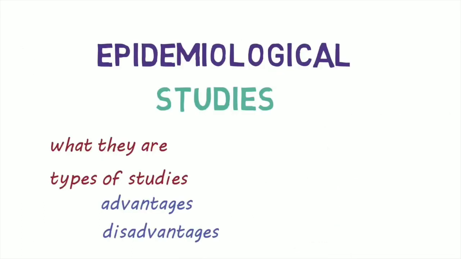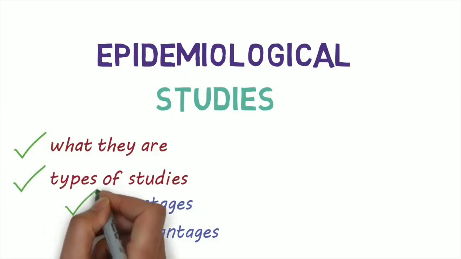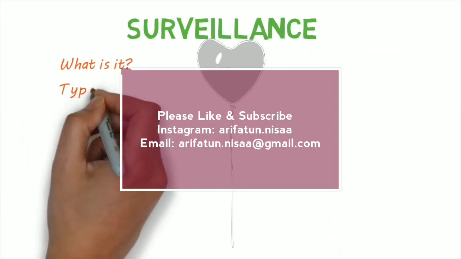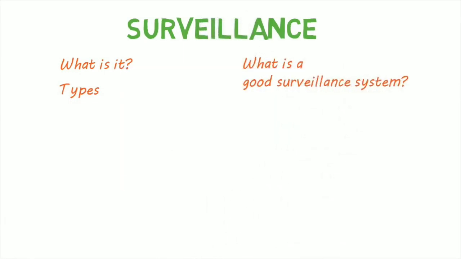And that's an overview of some of the commonly used epidemiological study types. We've had a look at what a study is, different study types, their advantages and disadvantages, different types of surveillance, and look at what makes a good surveillance system.